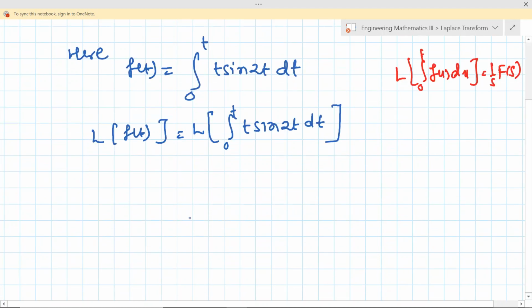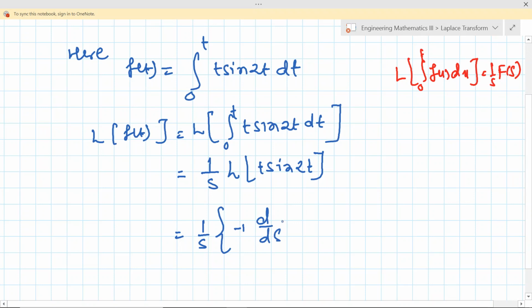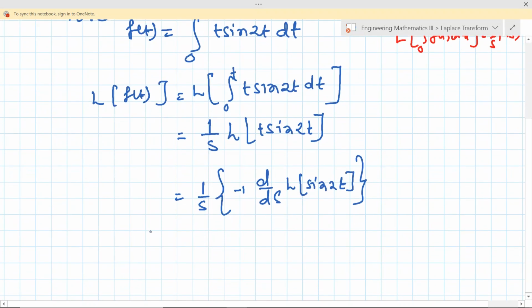So F of s is nothing but the Laplace of this. So this is equal to 1 upon s into Laplace of t into sine of 2t. Okay, and therefore what is the Laplace of t into sine 2t? This is 1 upon s as it is, then minus 1 into d ds of Laplace of sine 2t. What is Laplace of sine 2t? Got it? So this is F of s simply. So this is 1 upon s.